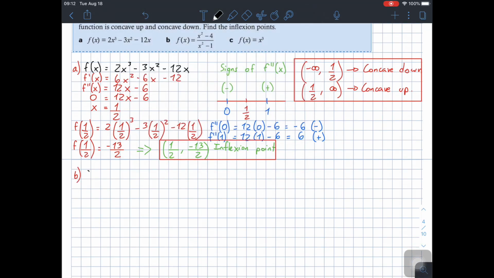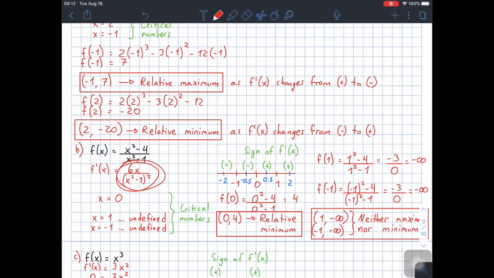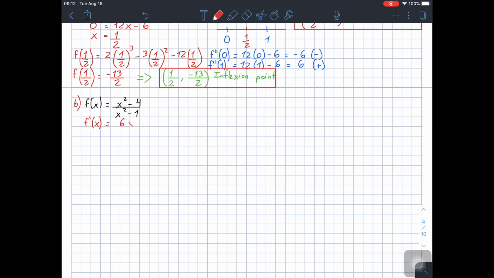We have f of x is equal to x squared minus 4 over x squared minus 1. Once again, we're only analyzing here the concavity. So we need to get to the second derivative first of all. From the previous exercise, we already know that the first derivative is, and we have it right here, this value over here, okay? So I'm going to take this down. This is 6x over x squared minus 1 squared.